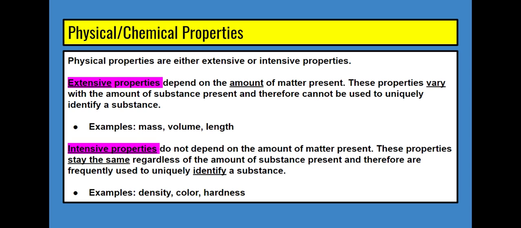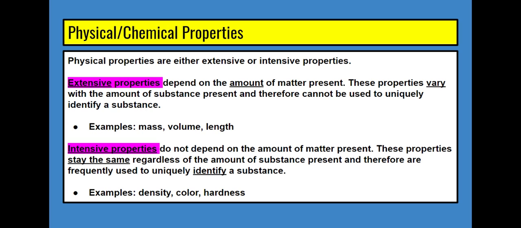Volume and length are additional extensive properties. Intensive properties, on the other hand, do not depend on the amount of matter present. These properties stay the same regardless of the amount of substance present and therefore are frequently used to uniquely identify a substance. So, where mass, volume, and length depend on the amount of matter present, density, color, and hardness do not.